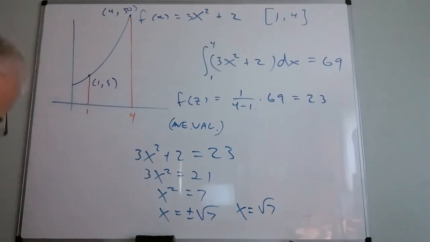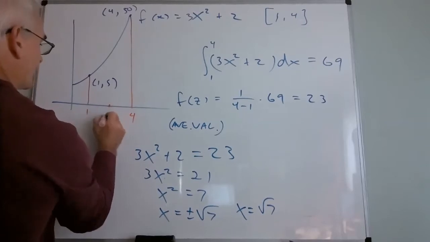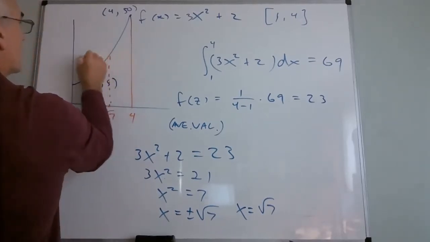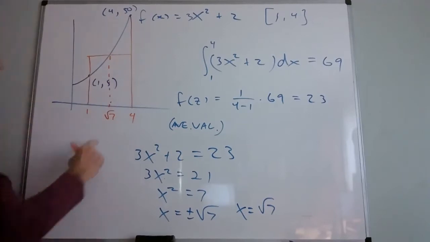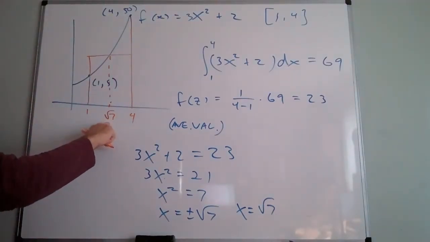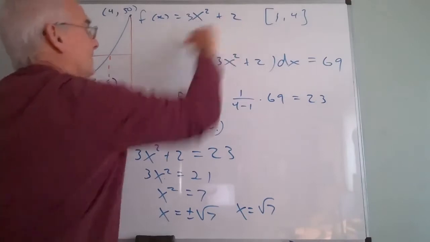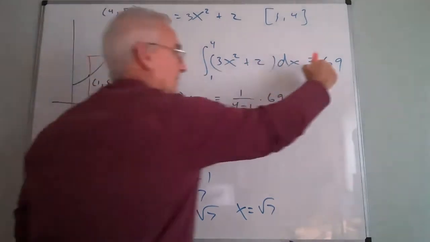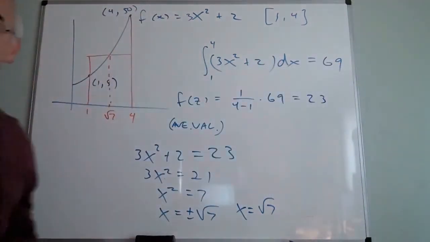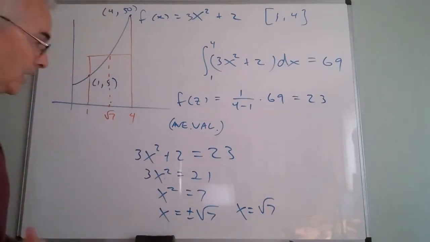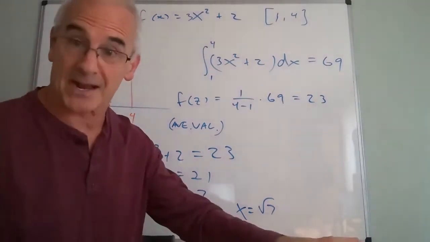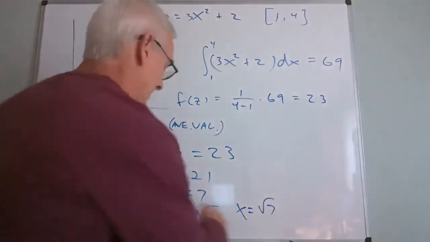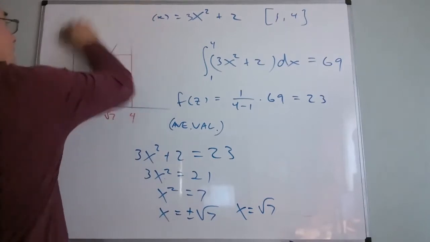Now, root 7 is somewhere between 2 and 3. So root 7 is probably somewhere in here. So here's what we're saying. If I take f of root 7, which would be 23, and I multiply it by the length of this interval, which is 3, I get the value under the curve. That's it. That's what the mean value theorem says. Okay, that picture kind of explains everything. Okay, now that we got that out of the way, because again, that's not the complicated part, but that's just a piece of a bigger puzzle.